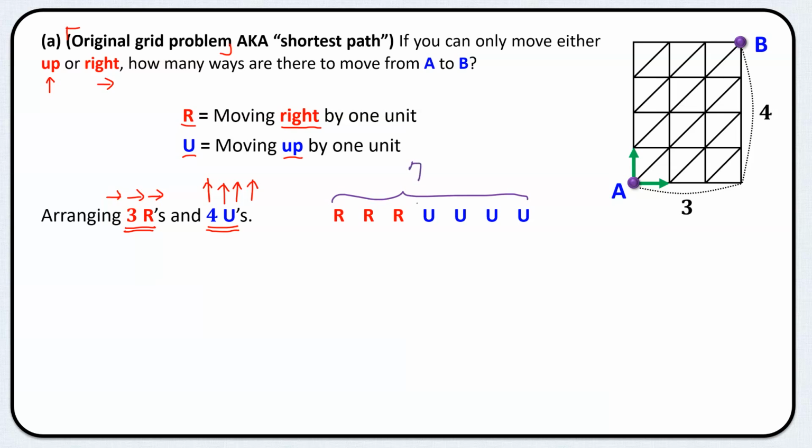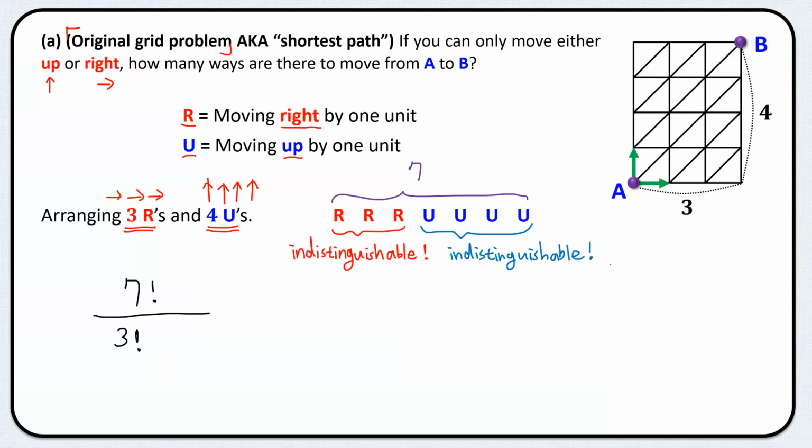We have 7 elements in total. So first, let us just arrange these 7 elements as if they are all different, which gives 7 factorial ways. However, these 3 R's are indistinguishable, meaning that we have a total of 3 factorial duplications. Likewise, these 4 U's are also indistinguishable, meaning that we have an additional 4 factorial duplications with U elements. This gives 35 ways.